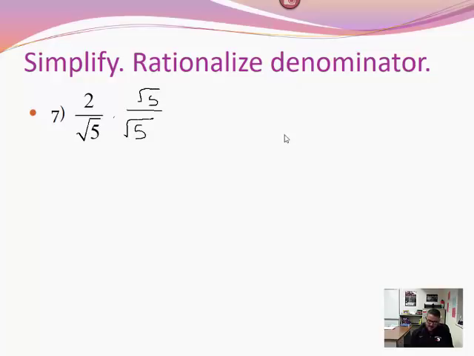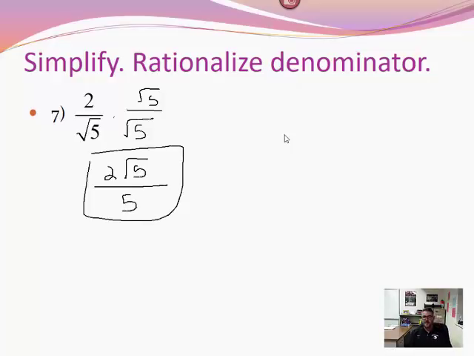Now I want you guys to think about it. I'm not changing the essence of this problem at all. Square root of 5 over square root of 5 is 1. So anything times 1 keeps it exactly the same. So now all I've got to do is multiply through. 2 times square root of 5 gives me 2 square root of 5, and square root of 5 times square root of 5 is 5. And now I've simplified that without having a radical in the denominator.